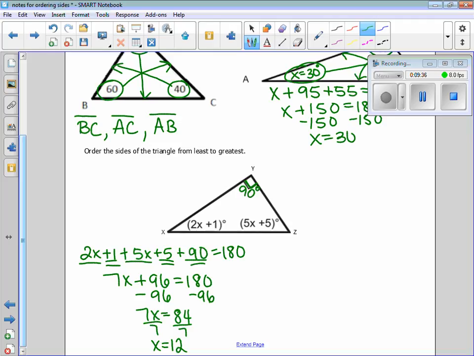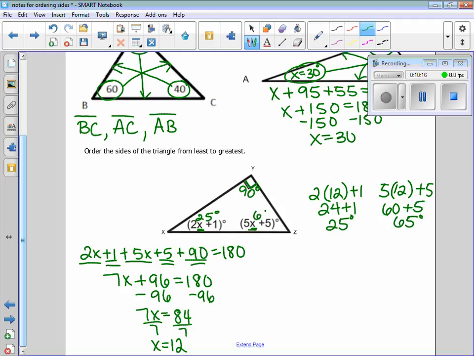Now we still need to order the sides of the triangle, so I take x equals 12 and substitute it here and here. For angle x, I have 2x plus 1. I substitute 12, so 2 times 12 plus 1. 2 times 12 is 24, so angle x is 25 degrees. Angle Z is 5x plus 5. We're substituting 12 for x, so 5 times 12 plus 5. 5 times 12 is 60, plus 5 is 65. So angle Z is 65 degrees.